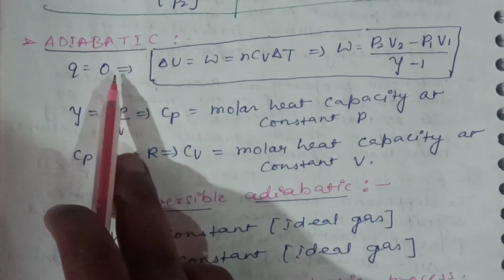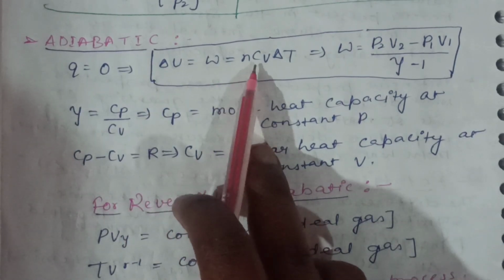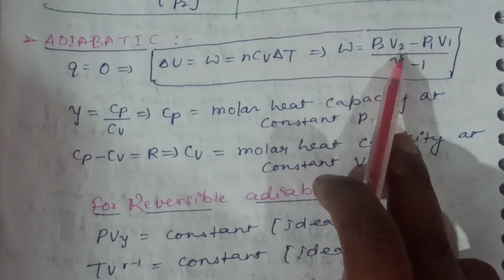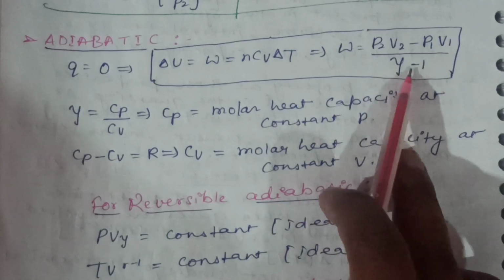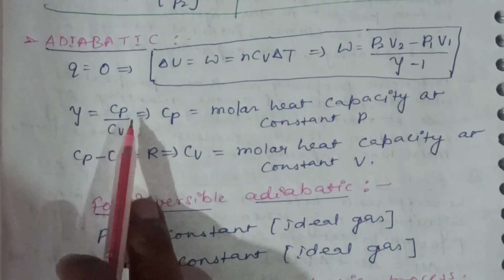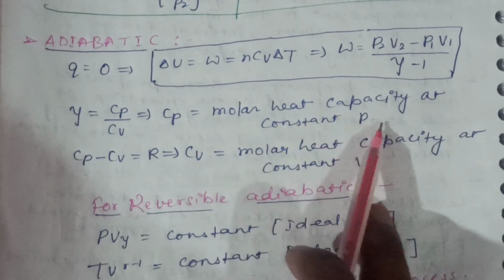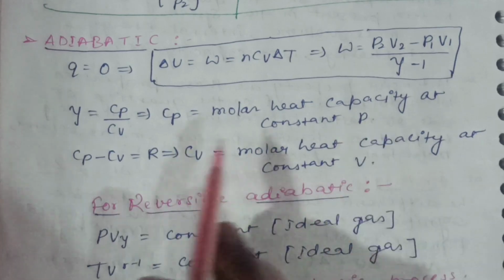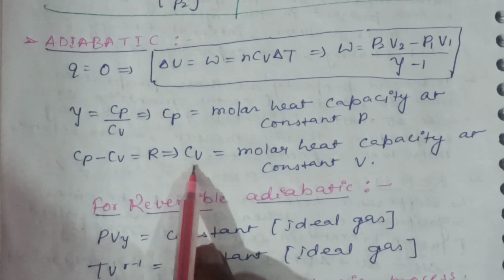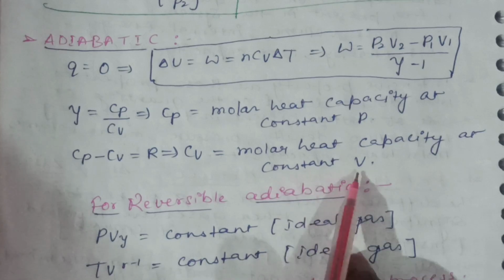Adiabatic: Q is equal to 0, del U is equal to W is equal to n Cv del T. W is equal to (P2 V2 minus P1 V1) upon (gamma minus 1). Gamma is equal to Cp upon Cv. Cp is the molar heat capacity at constant pressure, Cp minus Cv is equal to R, and Cv is the molar heat capacity at constant V.